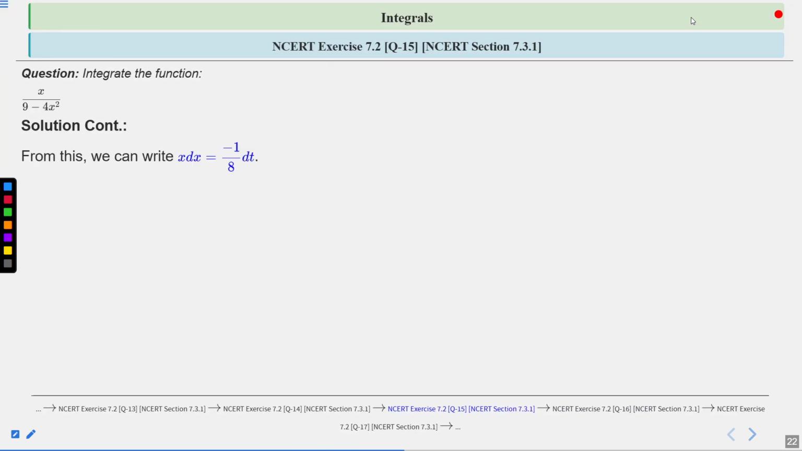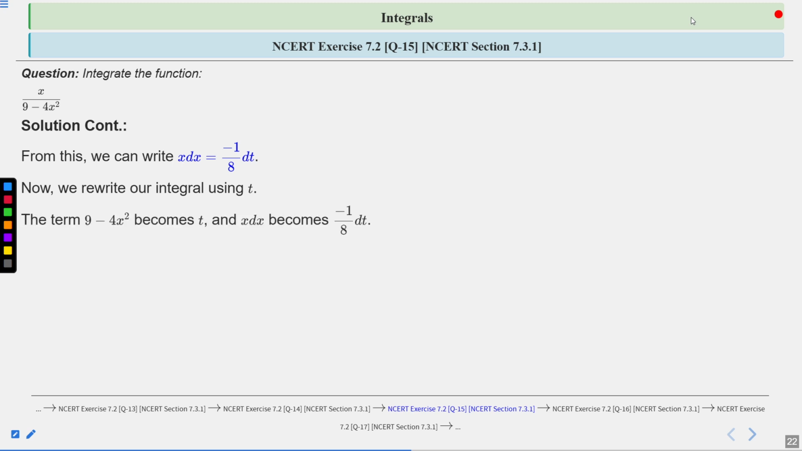From this we can write x dx is equal to minus 1 by 8 dt, right? Now we rewrite our integral using t. The term 9 minus 4x square becomes t and x dx will become minus 1 by 8 dt, right?